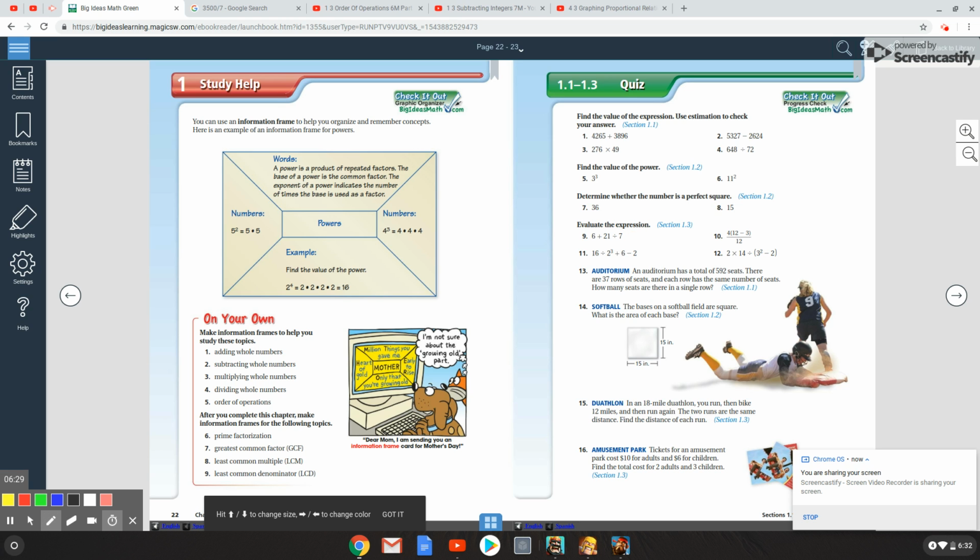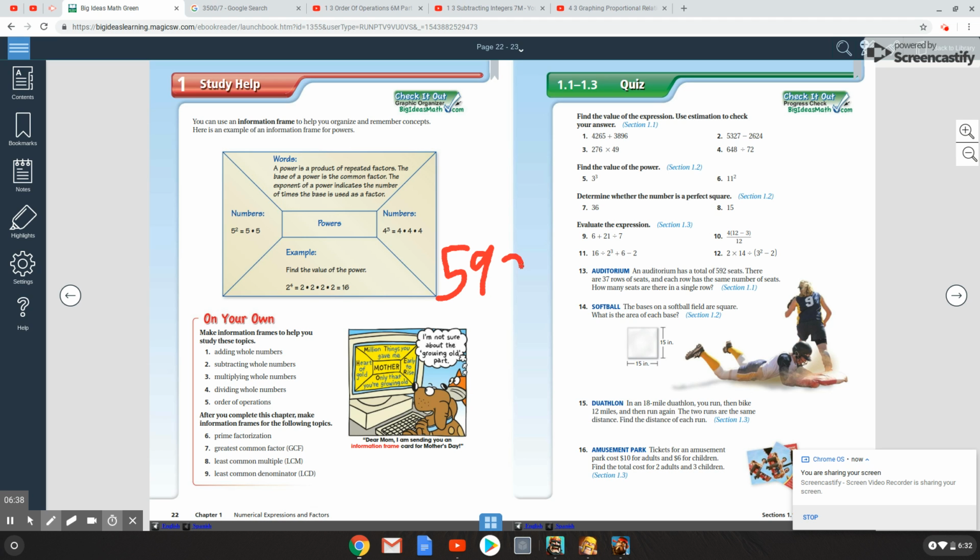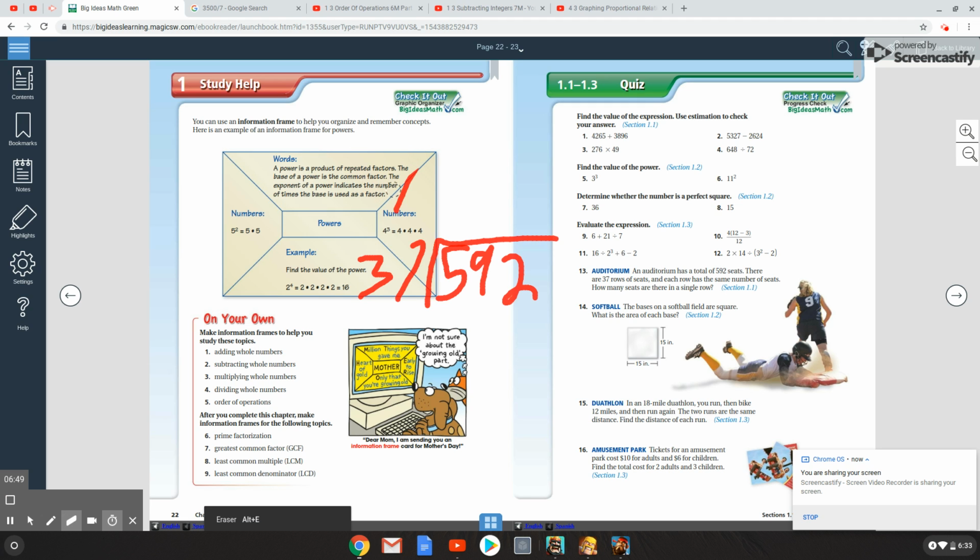Then I'll do number 13, 14, 15, and 16. So an auditorium has a total of 592 seats. There are 37 rows, and each row is the same number. So basically, think of it as a division problem because it's the amount of people divided by the amount of rows to find out how many people sit in each row. So it's pretty simple when you look at it. Just a simple division problem.